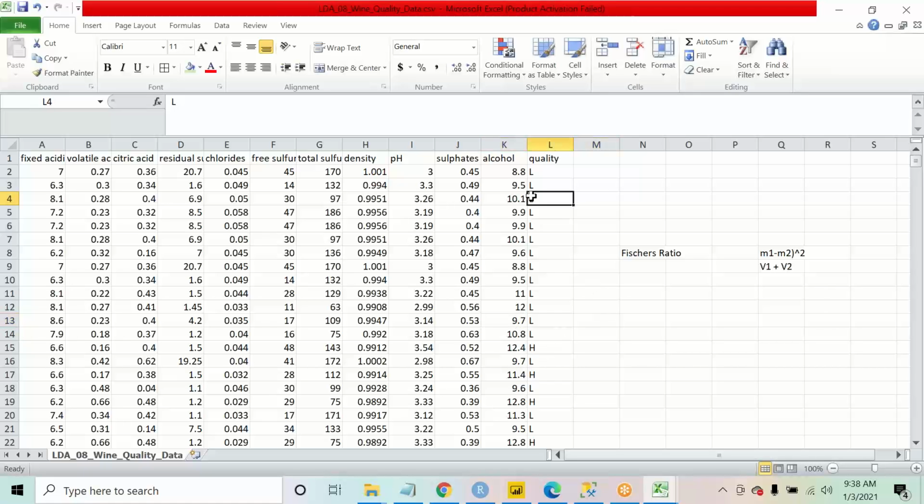Because technically, if you see, first of all you have to break the data into two parts, low and high. And then for each variable, you have to calculate the average and variance. These are the two things that you will be requiring.